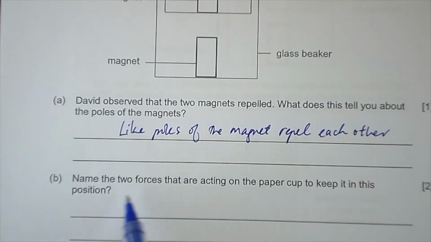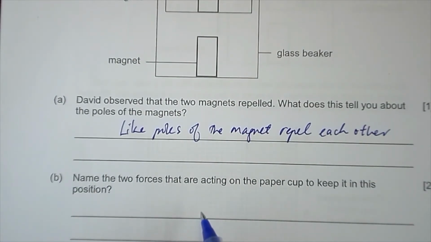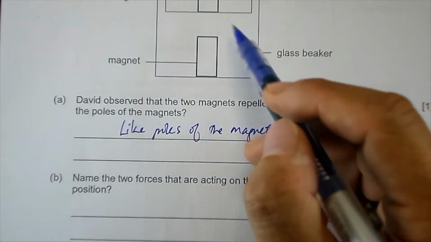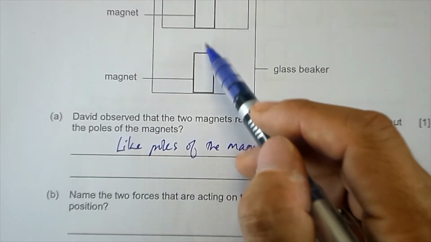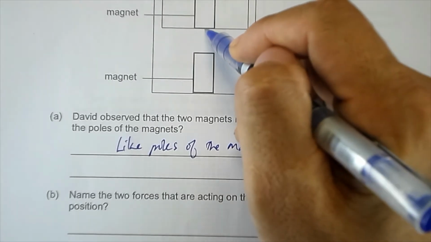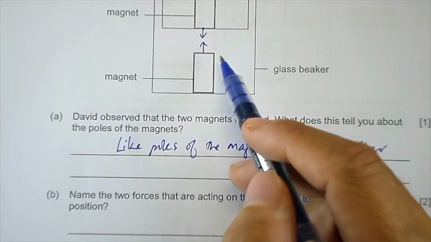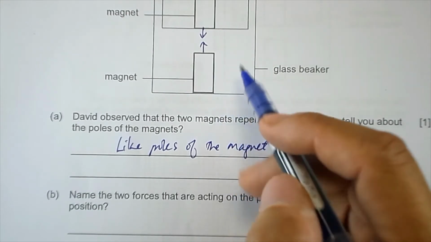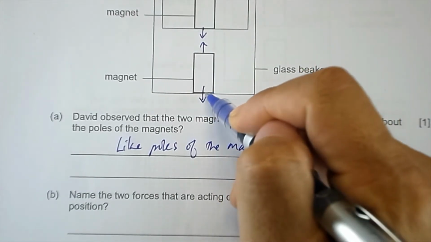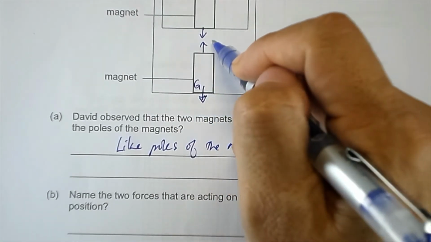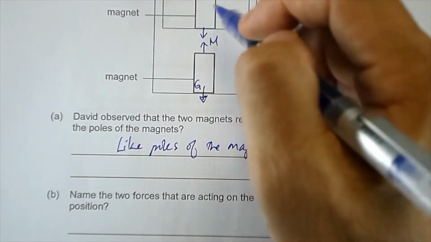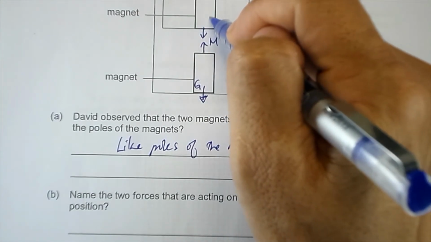Part B. Name the two forces that are acting on the paper cup to keep it in this position. So in other words, the magnetic force of repulsion is acting between the two magnets, and what's keeping it in position is actually the gravitational force downwards that's acting on both objects as well.